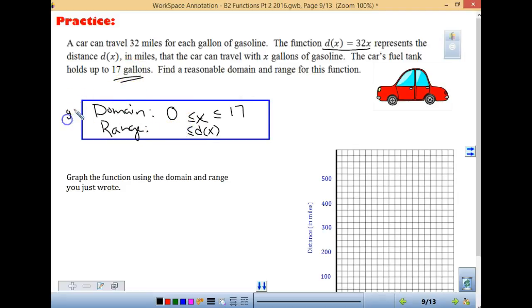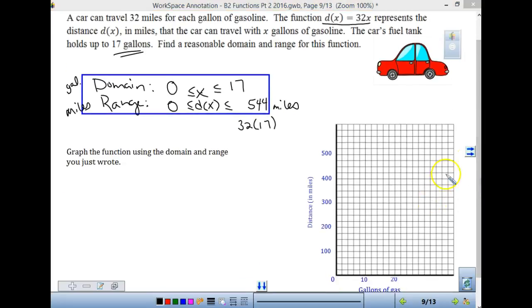What's the range? So this is our gallons. That's our x. This is the number of miles that we can drive. And we can drive 32 for each gallon. So 0 is our least. And the most we can drive is taking 32 times 17, which does give us 544. And in this case, those are our miles.